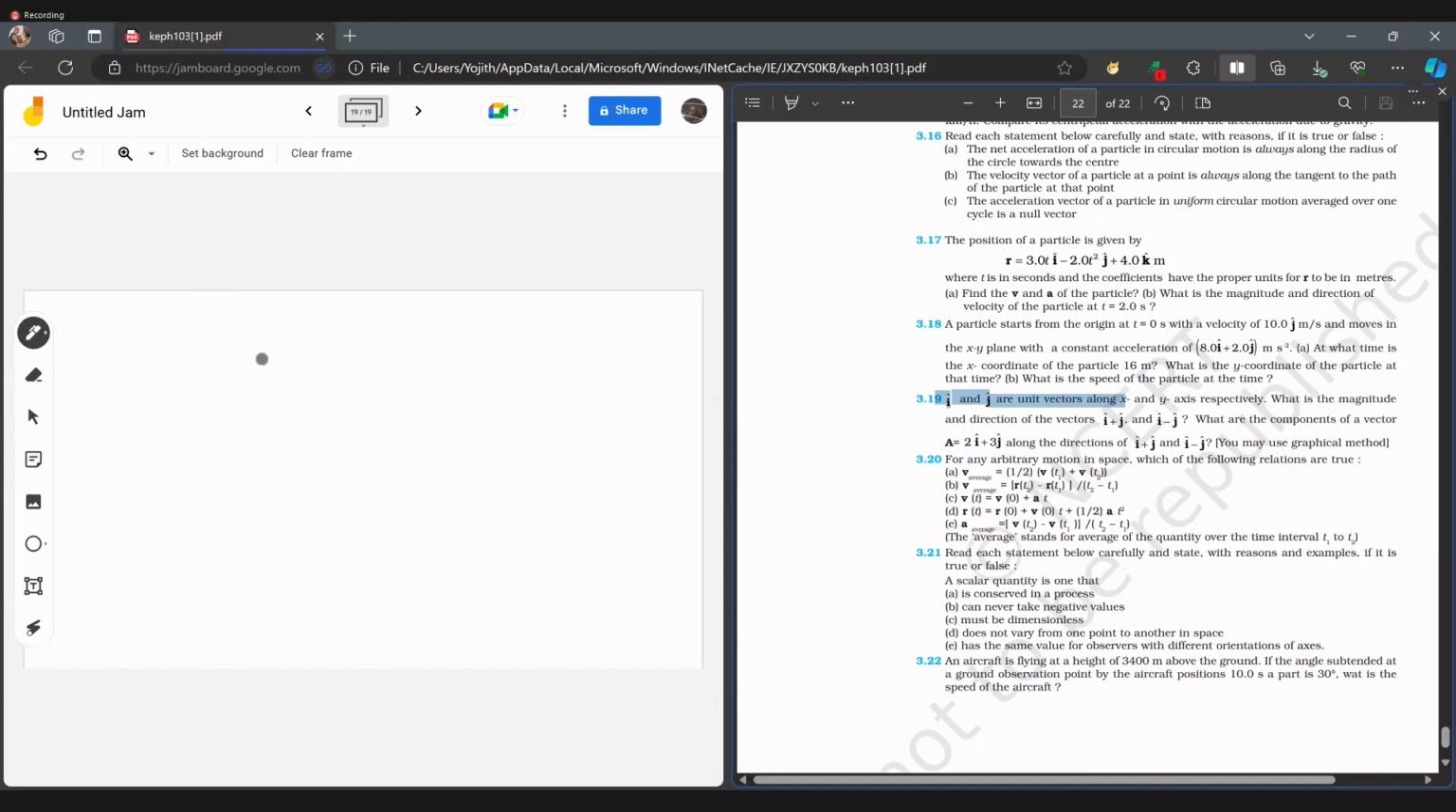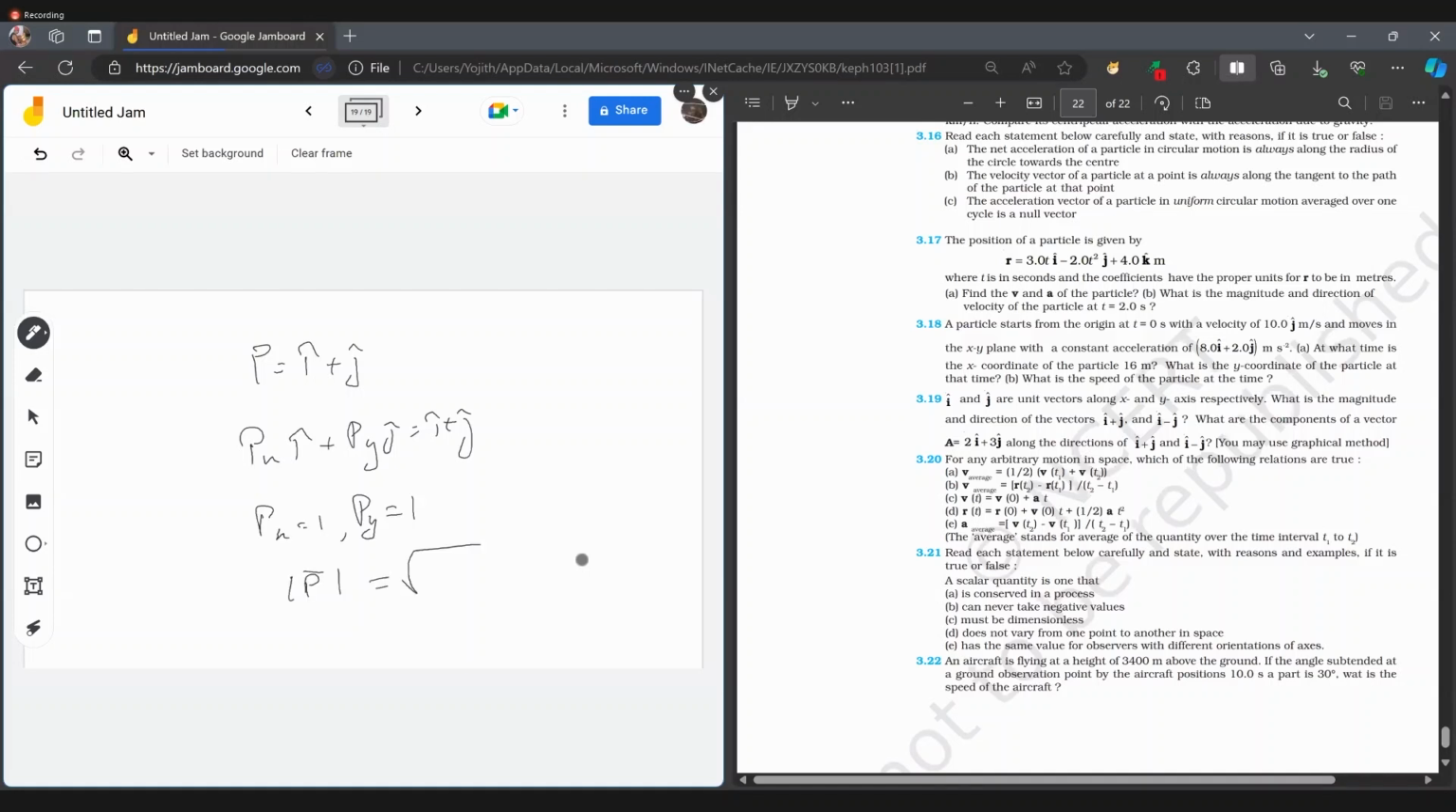So let us say P is equal to i cap plus j cap. Now I write Px i cap plus Py j cap is equal to i cap plus j cap. So I will be getting Px is equal to 1, Py is equal to 1. Obviously. Now, to find the magnitude, the magnitude of this is root over Px square plus Py square, which will give me root 2. This is the magnitude.